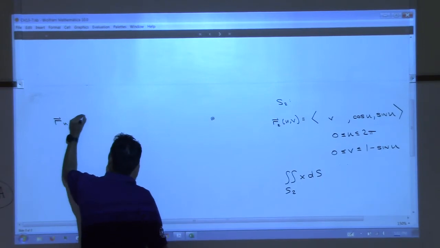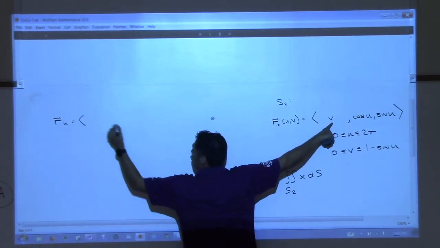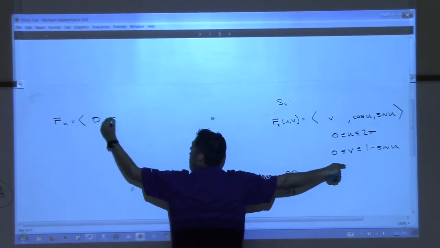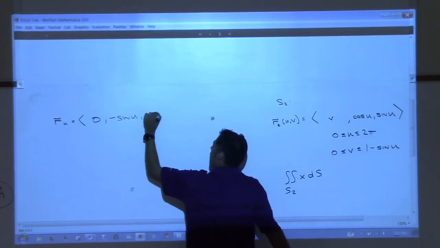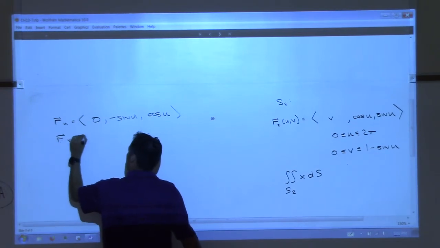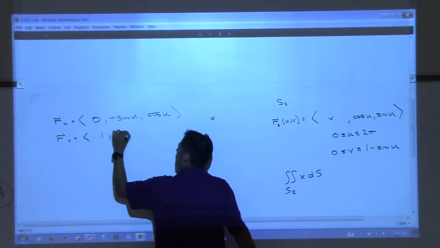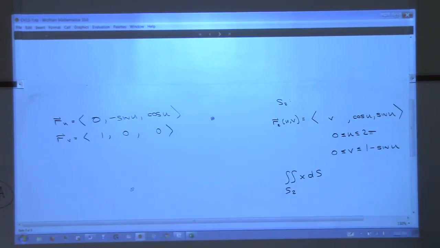So what is the partial of R with respect to u? 0, negative sine u, cosine u. Okay, partial of R with respect to v. 1, 0, 0. Nice. Agree? Okay, cross those up.